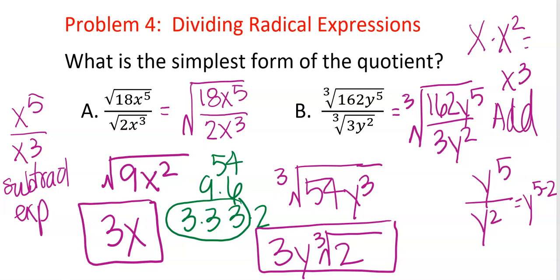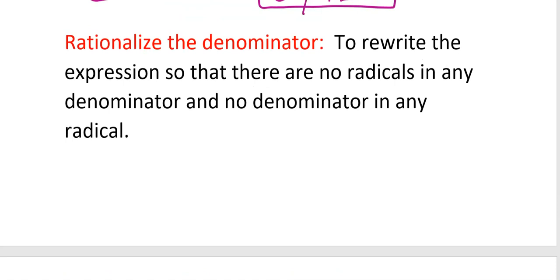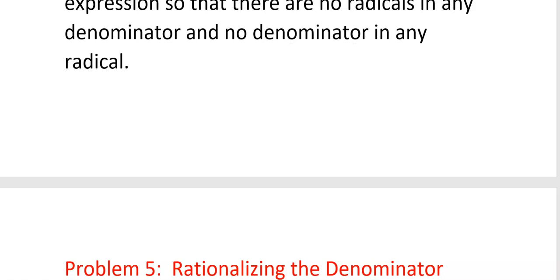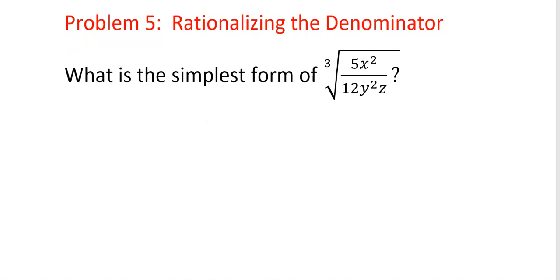Now, do you guys remember when you did square roots and things in Algebra 1 and you couldn't leave the square roots on the bottom? That's called rationalizing the denominator. So when they ask you to simplify all the way, that's what they're going to do. So these examples that we did, there didn't end up to be anything on the bottom, but what if there is? Then what do you do? So rationalizing just means we're going to rewrite the expression so there's no radicals in any denominator and no denominator in any radical. Okay, so this is the hardest one right here.